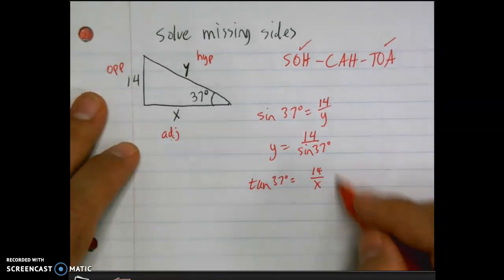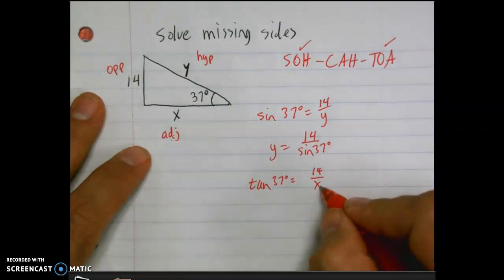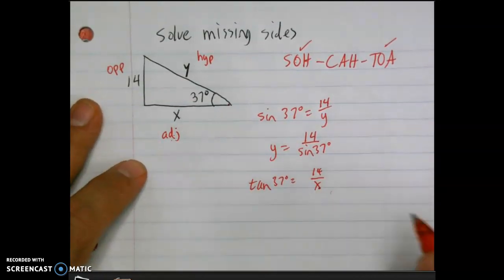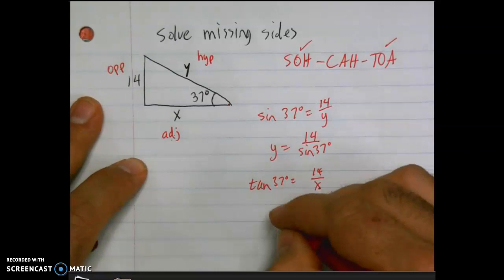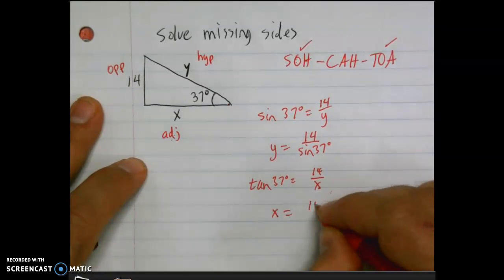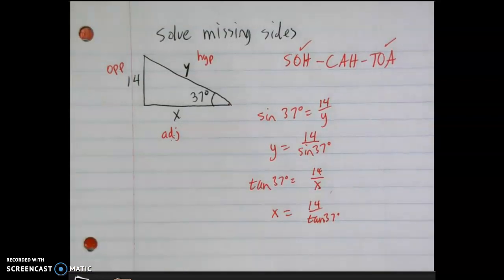Okay? For my tangent equation, tangent of 37 degrees is equal to opposite 14 over adjacent x. Okay, that's opposite and adjacent. Again, my unknown value is in the denominator, so I do a quick switch, and I come up with x is equal to 14 divided by tangent of 37 degrees. Okay, this is a quick switch method that I can use anytime my unknown value is in the denominator.